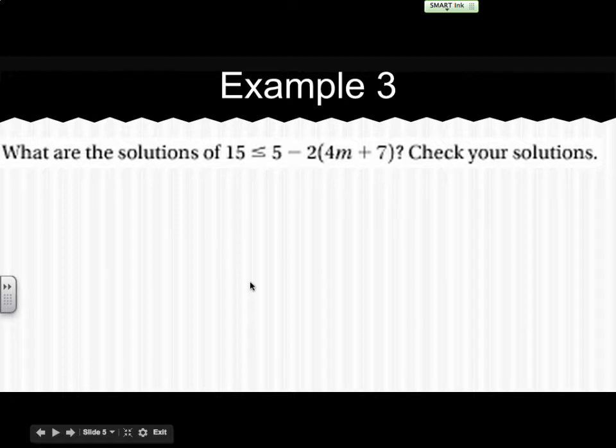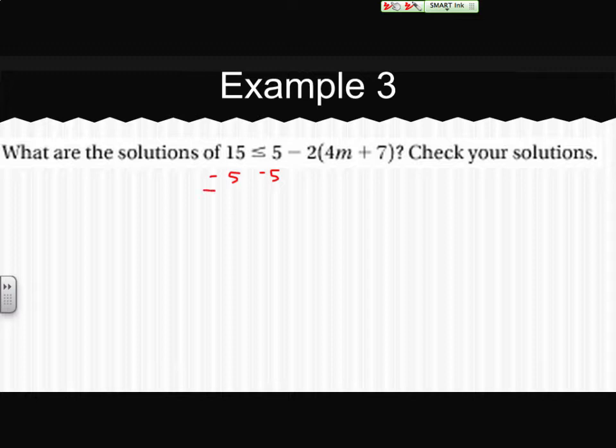It says, what are the solutions of 15 is less than or equal to 5 minus 2 times the quantity 4m plus 7? Okay, so first thing I want to do is move this 5, so I'm going to subtract 5 from both sides. And so now I have 10 is less than or equal to negative 2 times the quantity 4m plus 7. Now some of you may want to distribute and work that way. I, however, want to look at it from the standpoint that I have negative 2 times something is greater than or equal to 10, because going this way it's greater than.